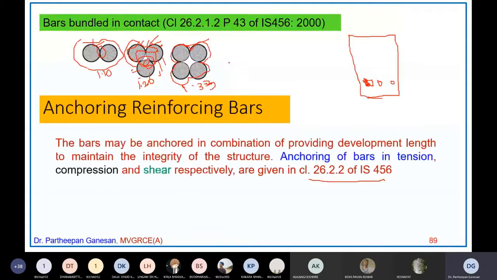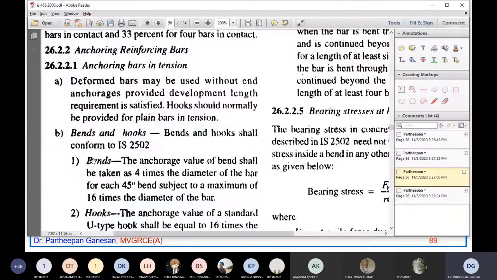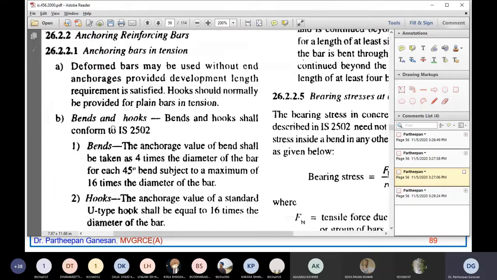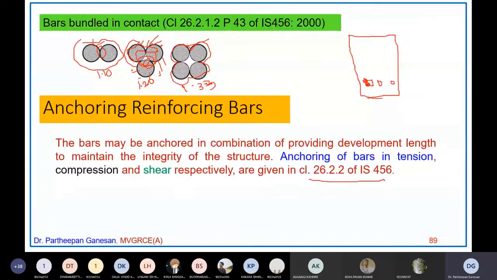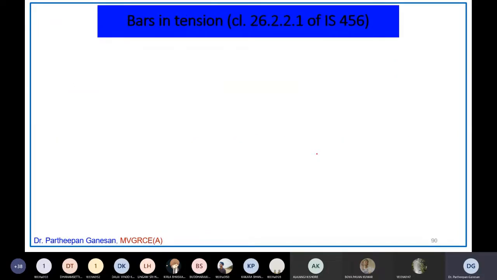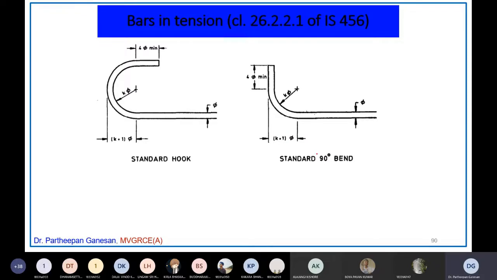Now, anchoring of reinforcing bar in tension, compression and shear is given in 26.2.2. Here, if you are anchoring bars in tension, deformed bars may be used without end anchorage provided the development length requirement is satisfied. But if the development length is not sufficient, a hook should normally be provided for plain bars in tension. If you are providing a bend or hook in tension bars, it should be like this. See, it is given in the code.